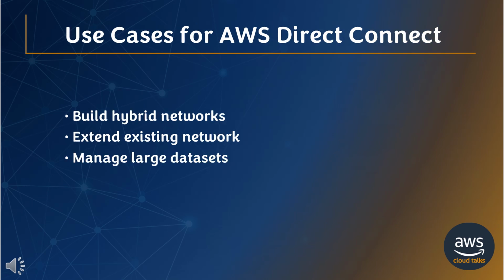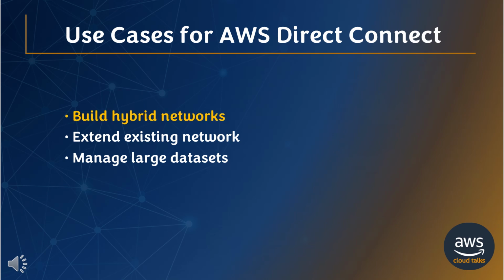Now let's talk about the use cases for AWS Direct Connect. AWS Direct Connect supports the following use cases, which cover the need of a broad range of customers: build hybrid networks, extend existing network, and manage large datasets. Let's explain each of these use cases for AWS Direct Connect.